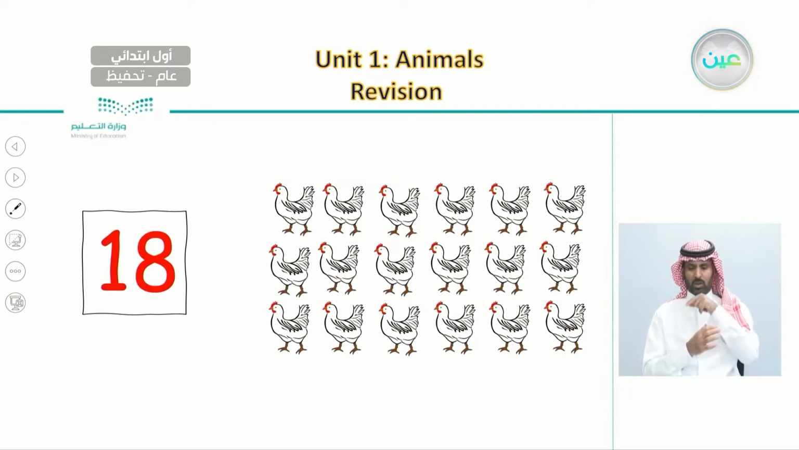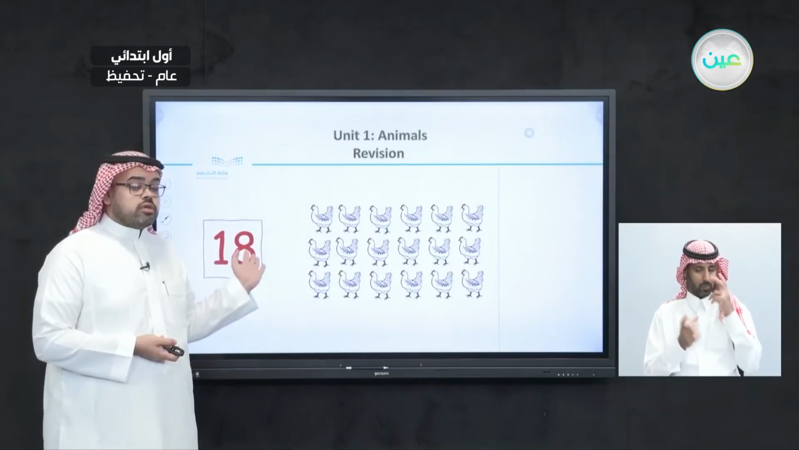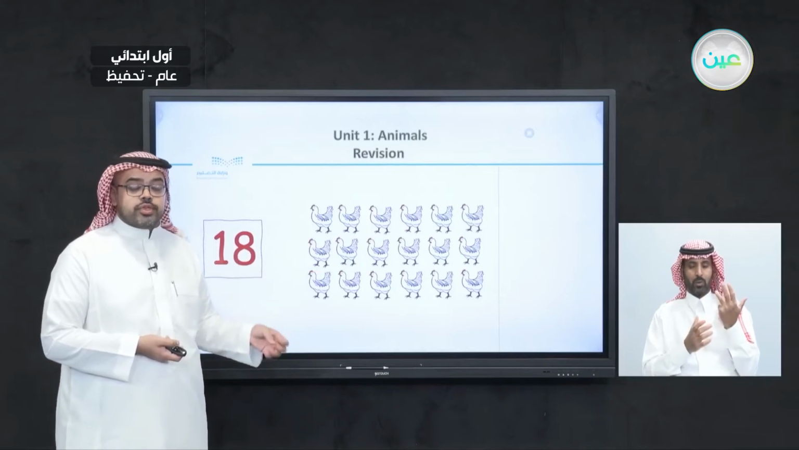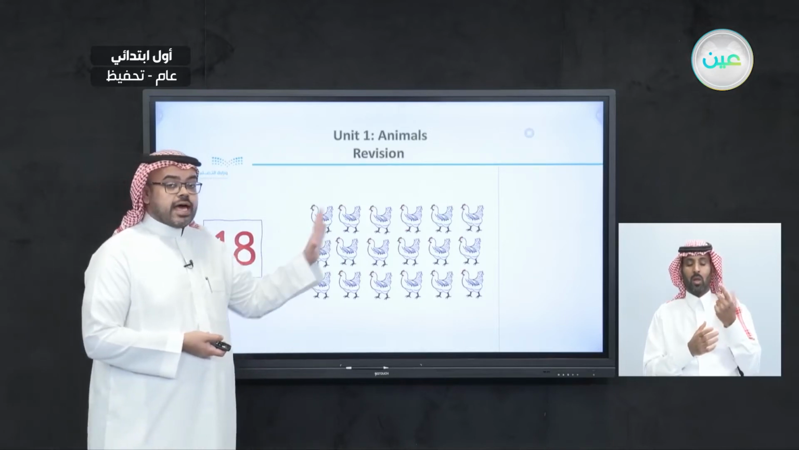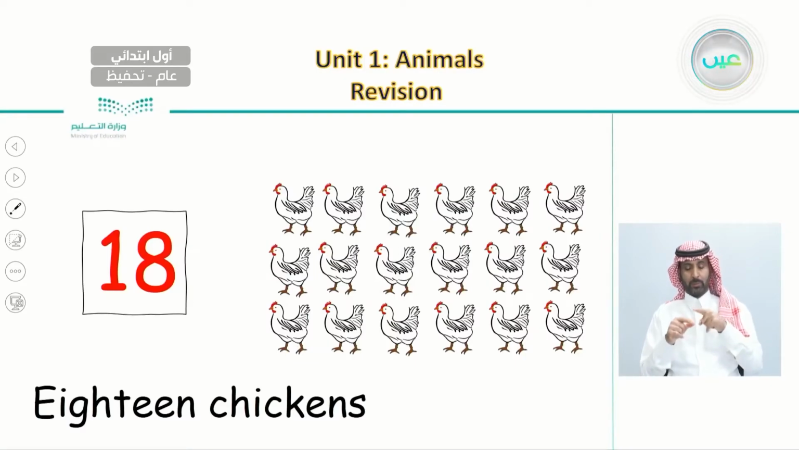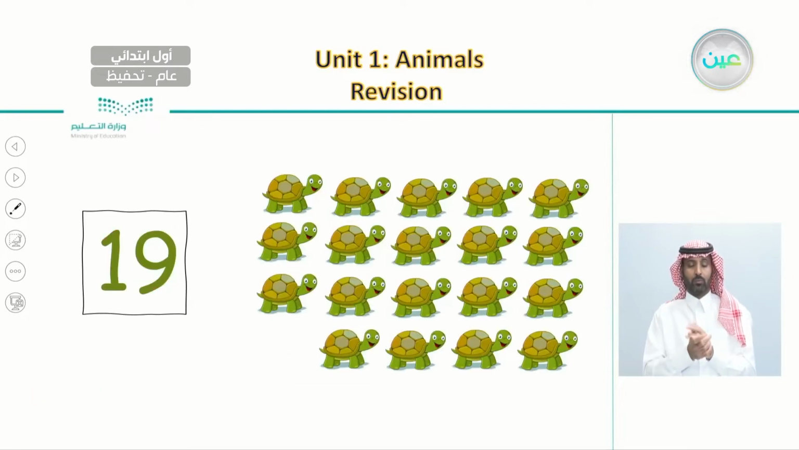What do we call this animal? We call it a chicken. And how many chickens can we see here? We can see number 18. So if we do count them, then we will have 18 chickens. Now, let's see the next one. What do we call this animal?